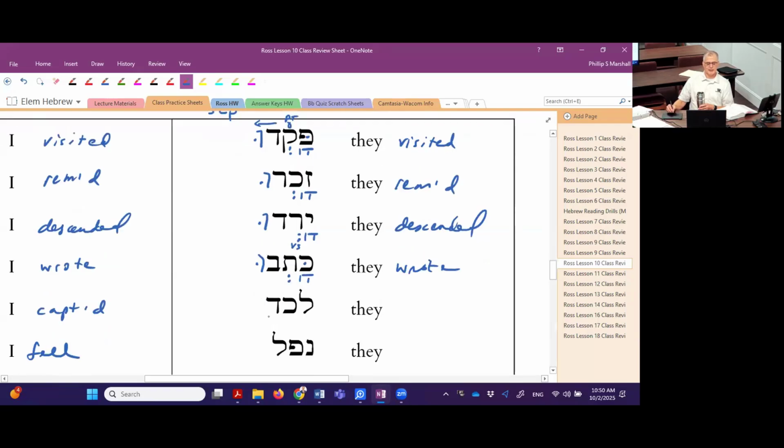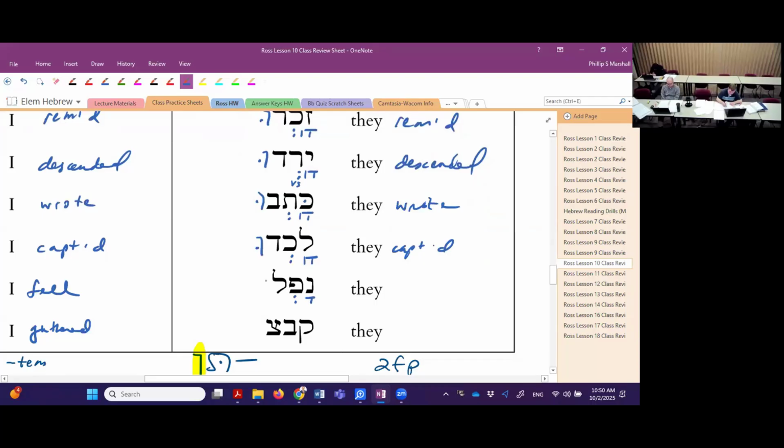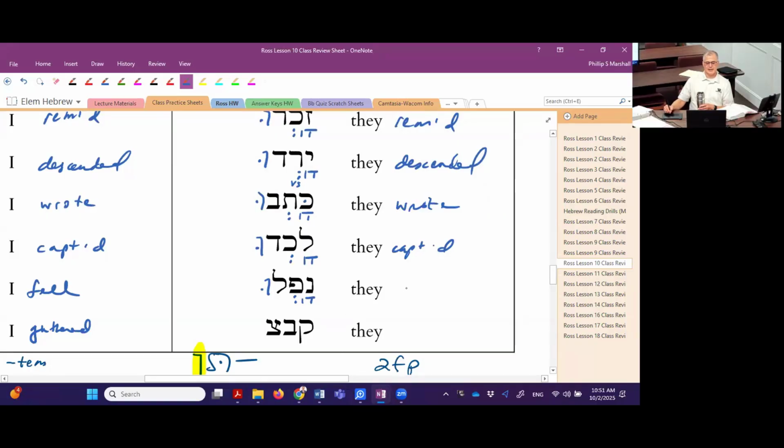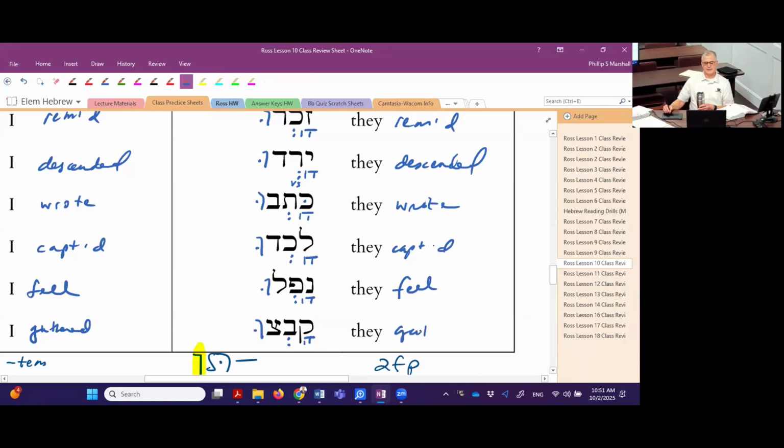Wrote. Good. Lachad becomes Lachadu. Very good. What does that mean? They captured. And Nafal becomes Nafalu. Very good. I want my methag there. And that's they fell. And then Kavatz becomes Kavatsu. And Kavatsu means they gathered.